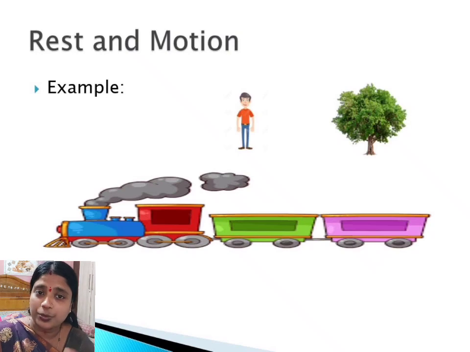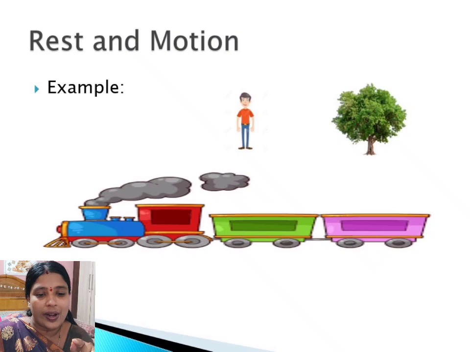So when an object does not change its position with respect to time and observer, then that object is considered to be at rest. So in this case, the tree is considered to be at rest with respect to the man, and the man is considered to be at rest with respect to the tree. Because for the tree also, the man remains in the same place unless he starts moving. So they both are at rest with respect to each other.